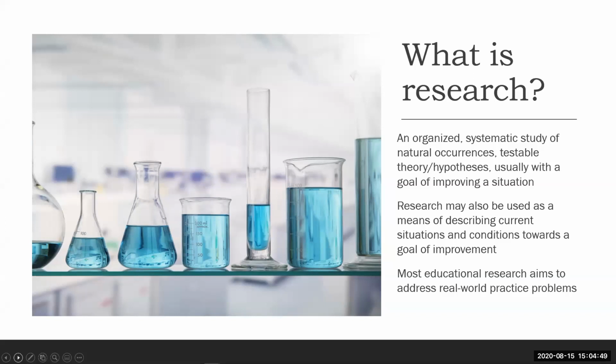Sometimes we just want to understand what is happening in a current situation. We want to describe the who, what, when, where, why, and how of something that's going well so that we can replicate it, something that's going poorly so that we can improve it.